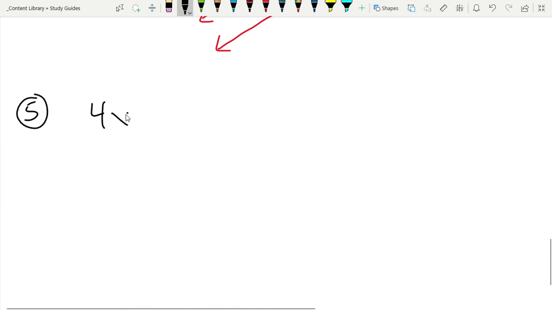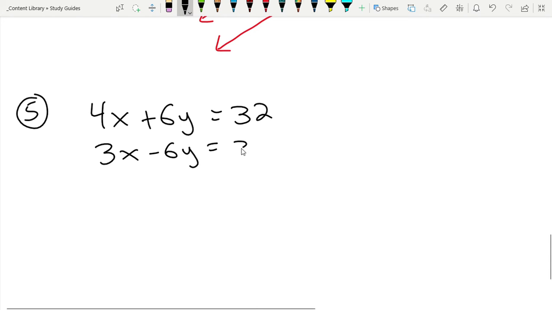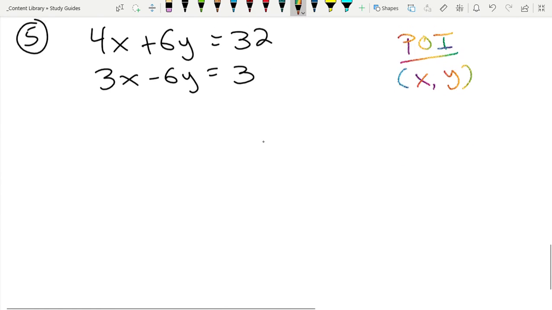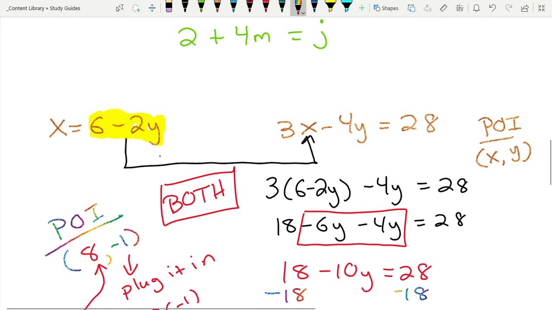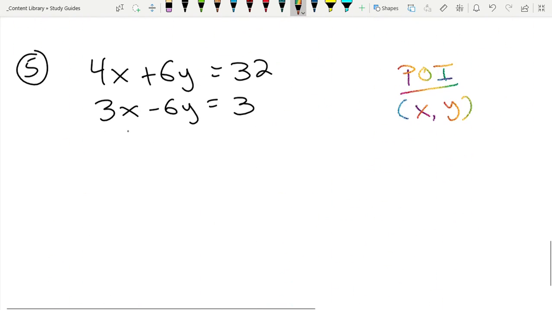Number 5, we have 4x plus 6y is equal to 32, and 3x minus 6y is equal to 3. So on this one, when we're looking for our POI, which is an x and a y, they don't tell us what x is, nor do they tell us what y is. So I can't do what we had done just a second ago, where I took the x and plugged it in, because you can't plug anything in because it doesn't tell you what x or y is equal to. So we use our second method of systems, which is the elimination method. With the elimination method, you're trying to eliminate a variable. And the way you do this is either adding or subtracting your equations.